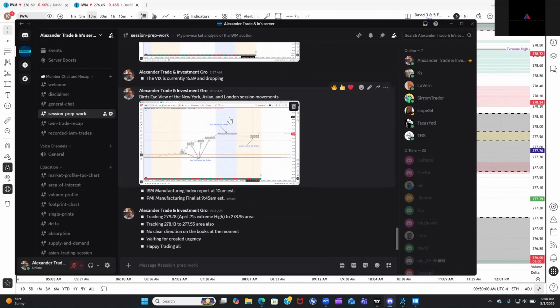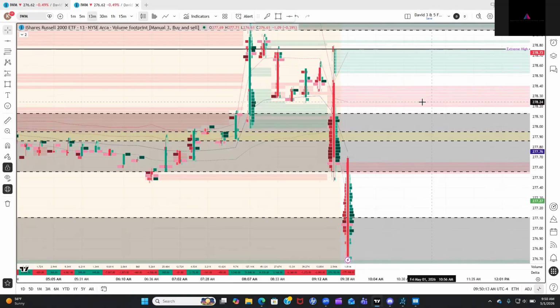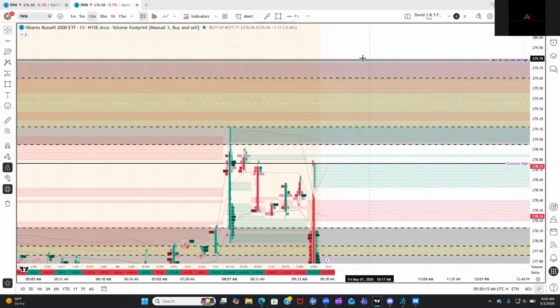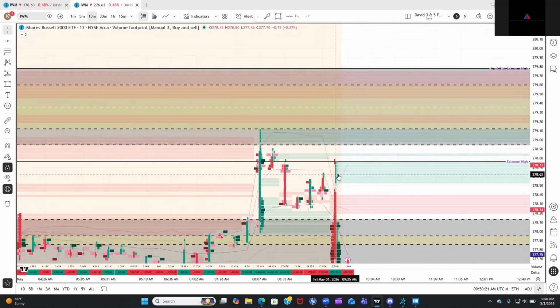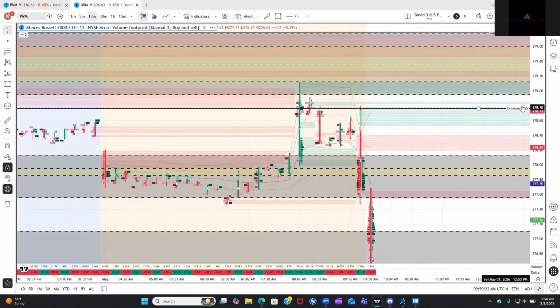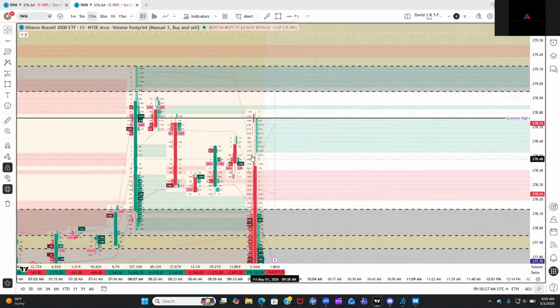So I have the New York session, Asian session, London session, and then their movements. Talk about what reports are coming out or what reports did come out, and if they're good, bad, whatever. And then areas that I'm tracking. Again, these were the areas that I was looking for from last session. The extreme high of the 21st down to 278.94 was one area. Again, here is extreme high of last session, fundamentals, important numbers, right?